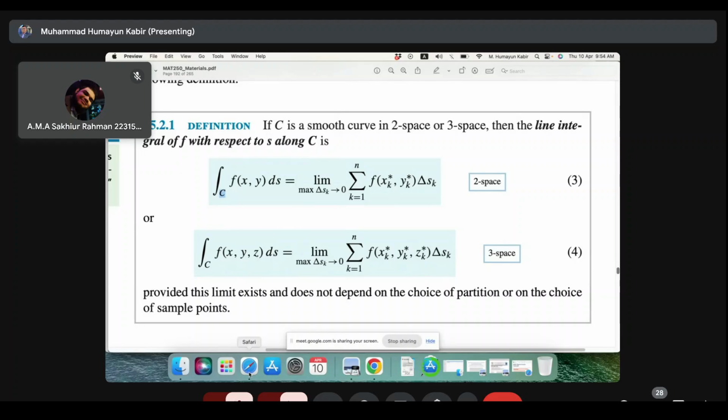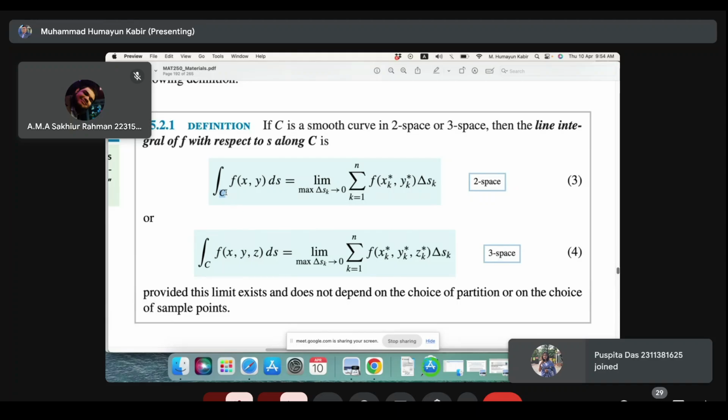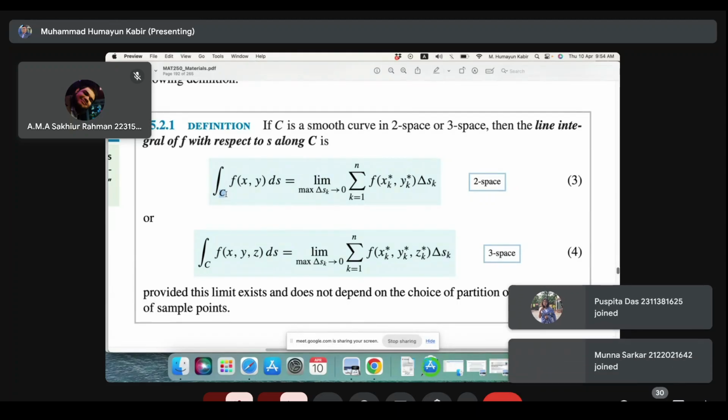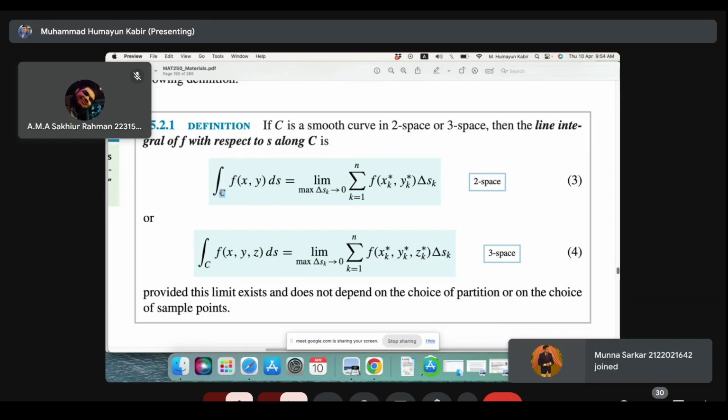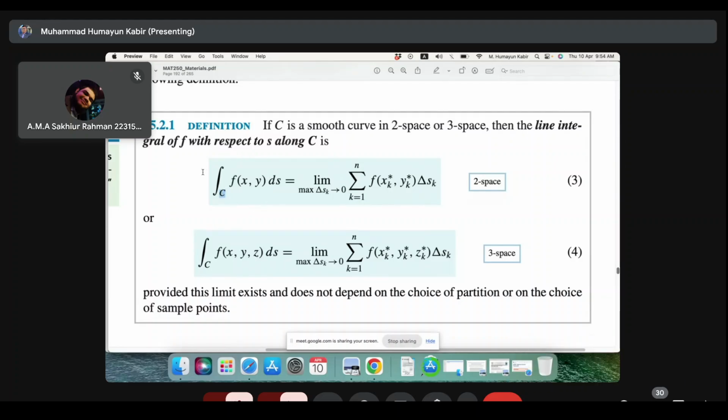This is the easiest process to confirm whether a single integral is a line integral. You must have a single integral, and at the bottom of the integral sign there must be C or S, something like that. In most cases, it should be C. Then you can confirm it is a line integral, and that line integral is defined on the curve C. C indicates the curve where the line integral is defined. Understood? Is that okay?